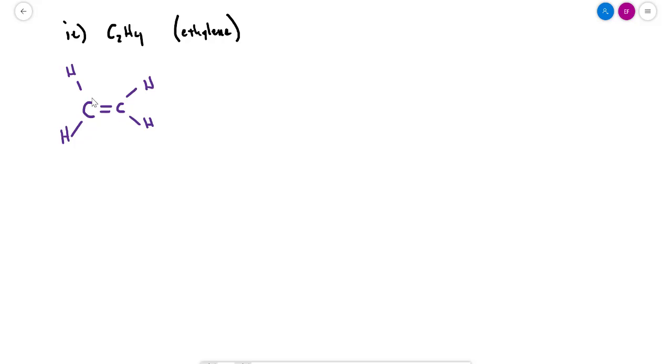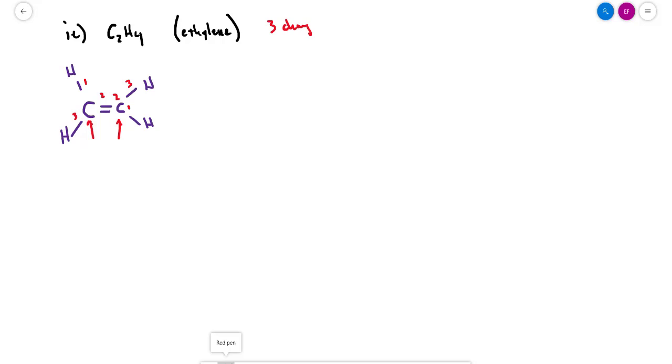But this is the Lewis structure that we're starting with. So let's identify how many charge clouds we have around each of these carbon atoms. So this carbon atom we have 1, 2, 3, and this other carbon atom we have 1, 2, 3. So each of the carbon atoms has 3 charge clouds.